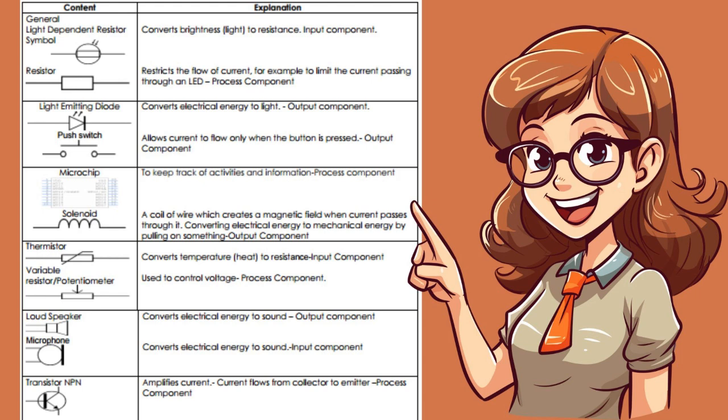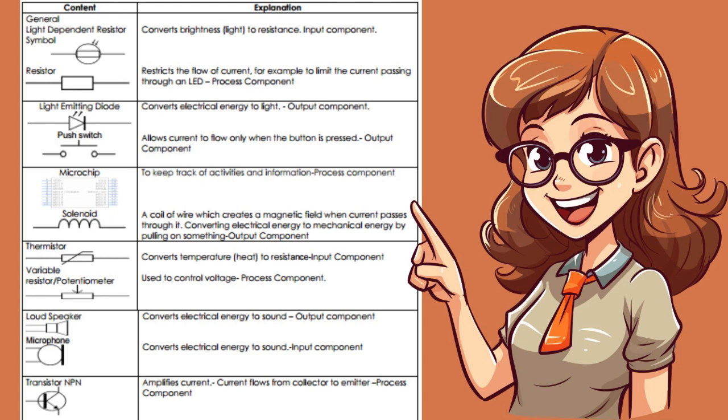Output component. Thermistor. Converts temperature, heat, to resistance. Input component. Variable resistor, potentiometer. Used to control voltage. Process component. Loudspeaker. Converts electrical energy to sound. Output component. Microphone. Converts sound to electrical energy.